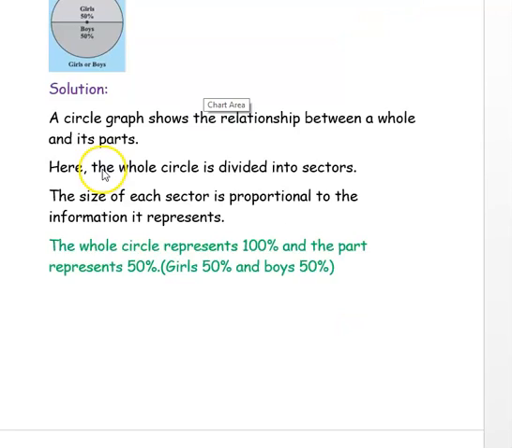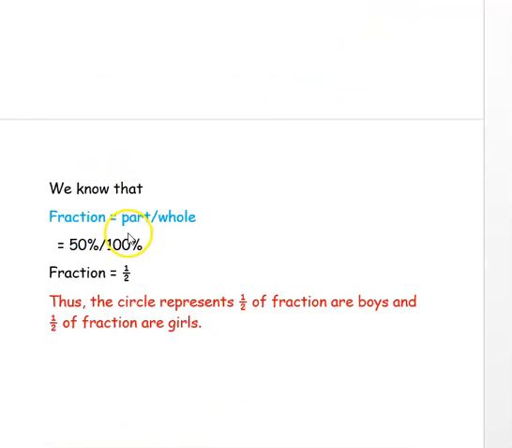Now our question is to find the fraction. We know that fraction is part divided by whole. The part is 50% for boys and 50% for girls. The whole is 100%. So the fraction is 1/2. Thus the circle represents half the fraction for boys and half the fraction for girls.